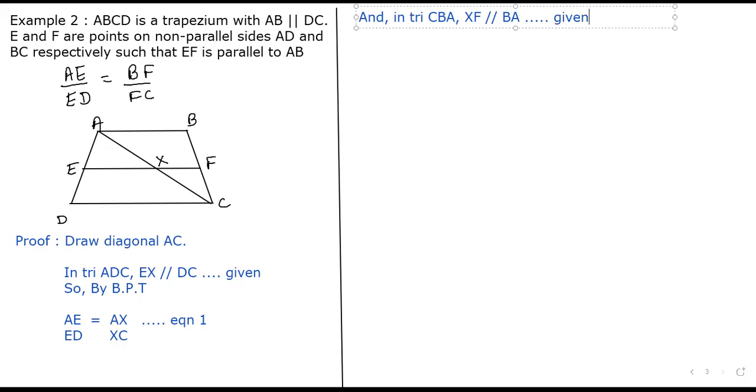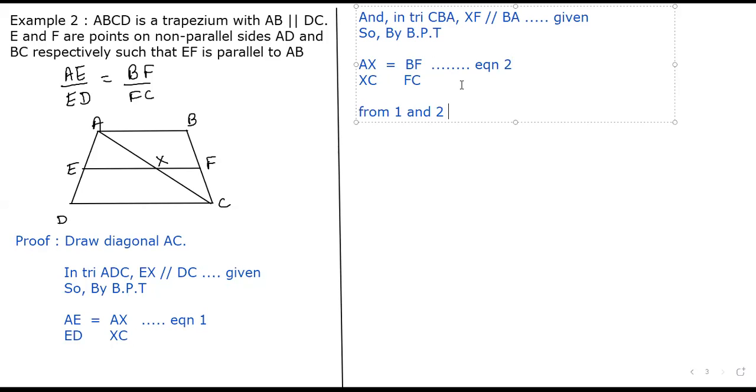You are not going to write so, you will write therefore. I don't have the symbol of therefore, so I am putting so every time. It is actually therefore. Therefore, by BPT, AX upon XC is equal to, because I want in that form, BF upon FC. Yes or no? And what is AX in this case? This is the lower part. Lower part upon upper part is equal to lower part upon upper part. But yesterday only we said that we can take anything, part upon part, lower upon upper, upper upon lower, whole and part, everything.